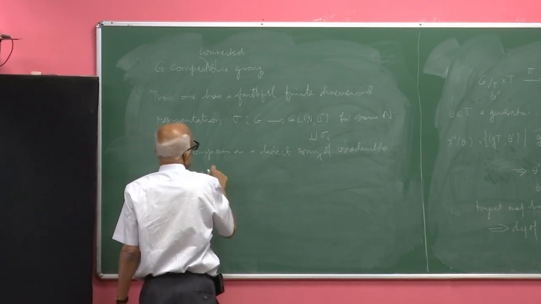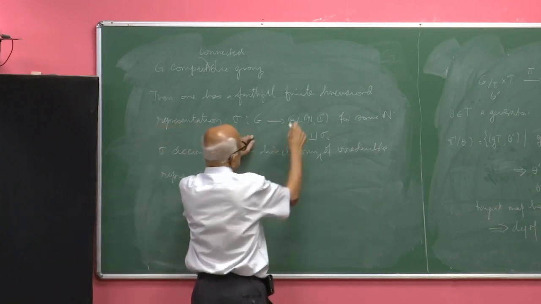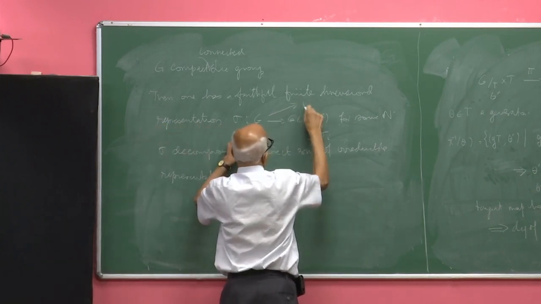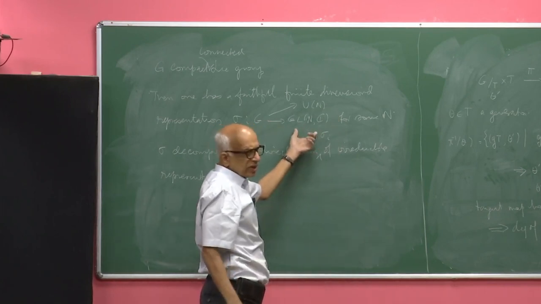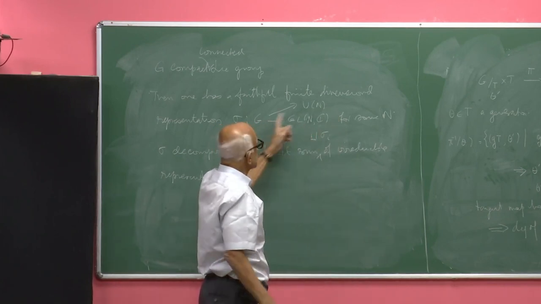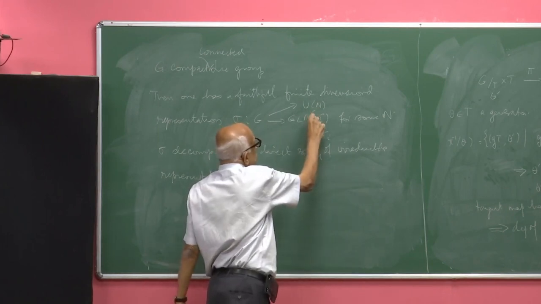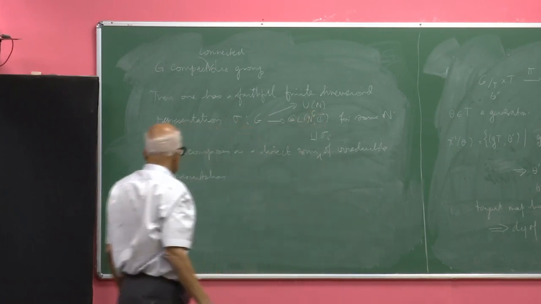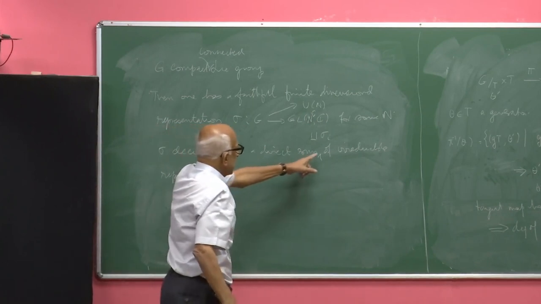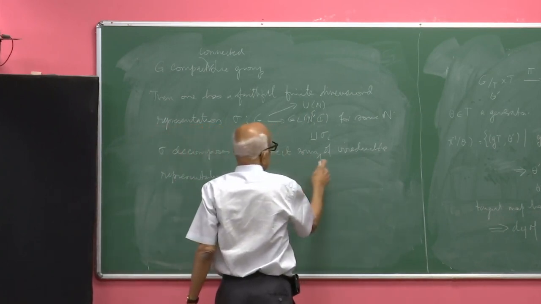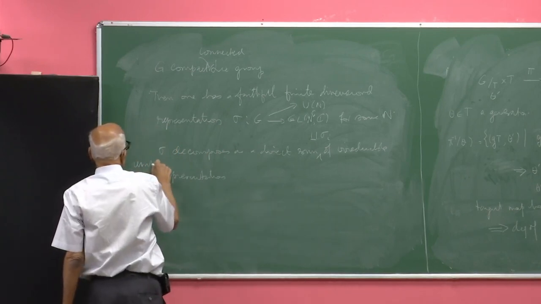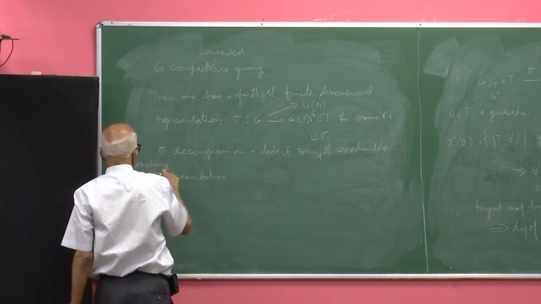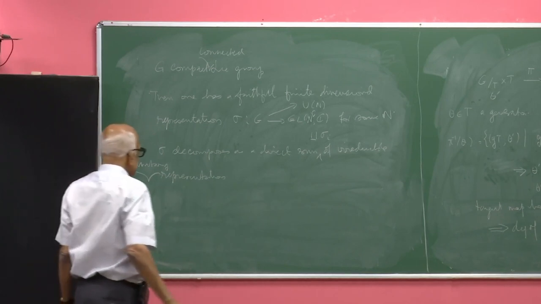Actually, we know that G admits a unitary irreducible representation into UN. Namely, there is an inner product on CN which is left invariant, and so you can assume that it goes into UN. So sigma is a direct sum of irreducible unitary representations. Now, let us see what happens.